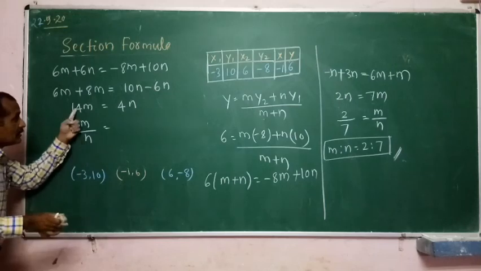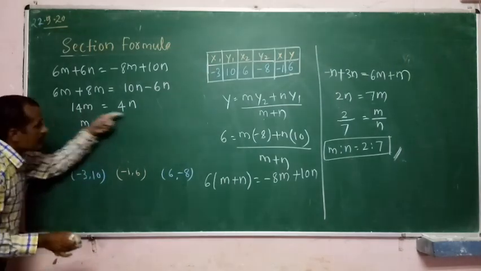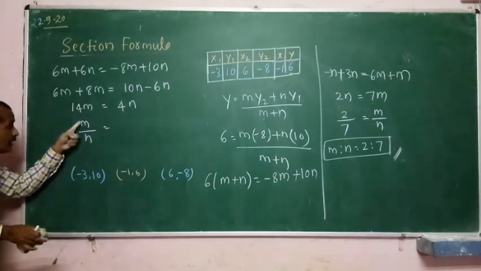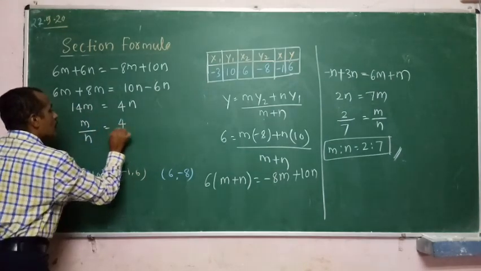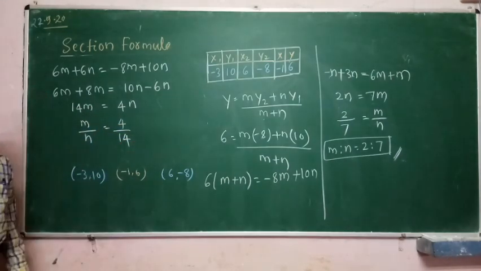This will come here, this will go there. 1 here, 1 there. Cross multiplication. 1 will come here, 1 will go there. It is 4 by 14.